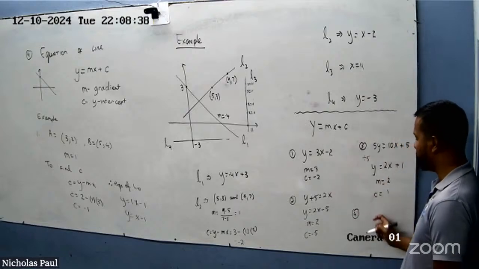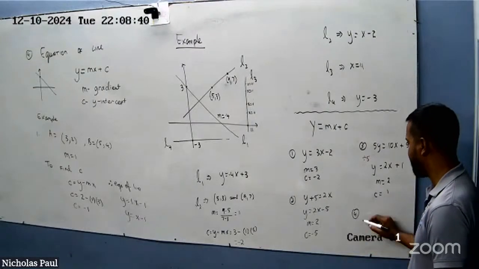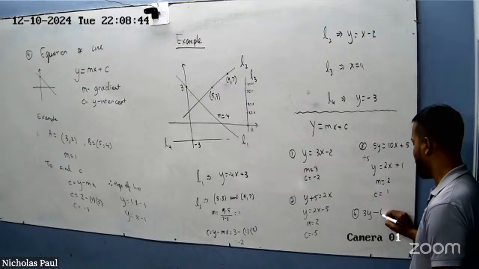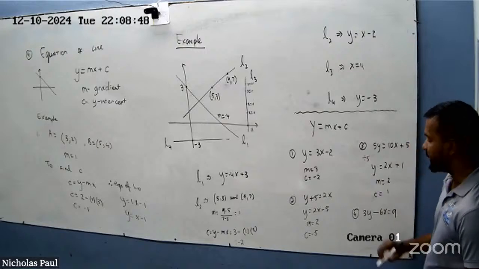Copy down 1, 2, 3, and try number 4 from everybody. All I want is what is m and what is c.